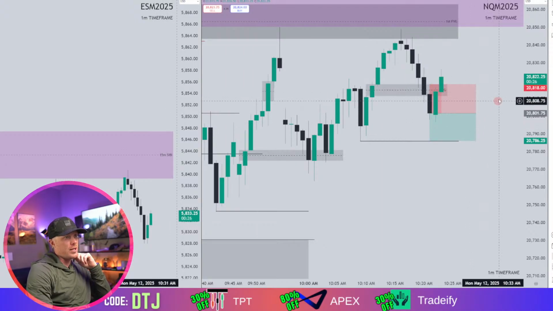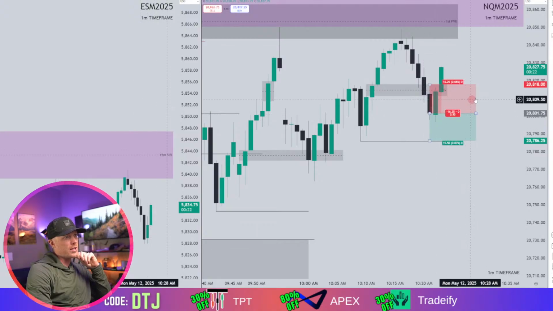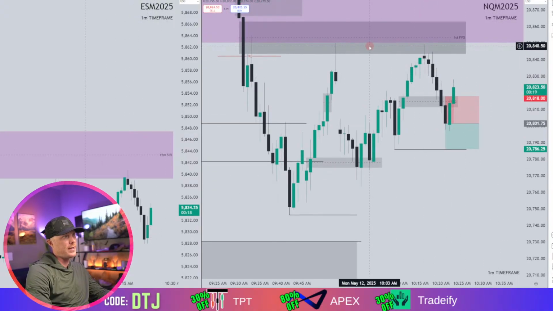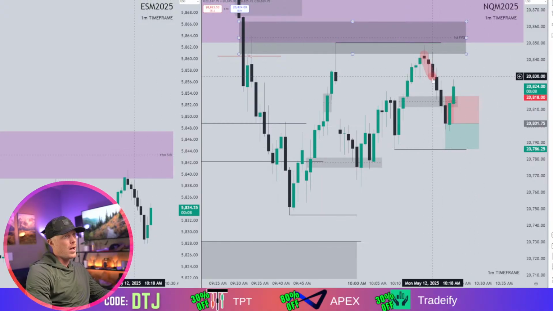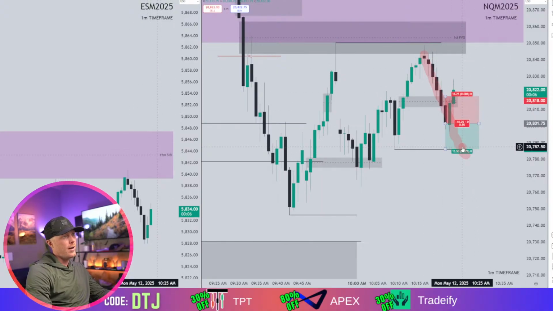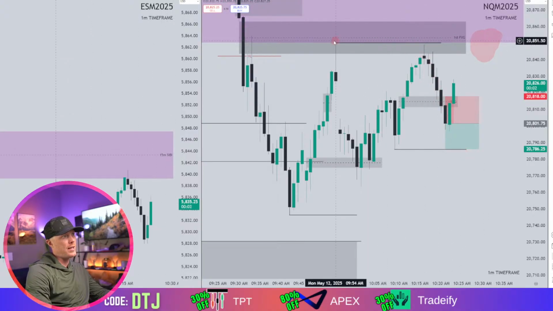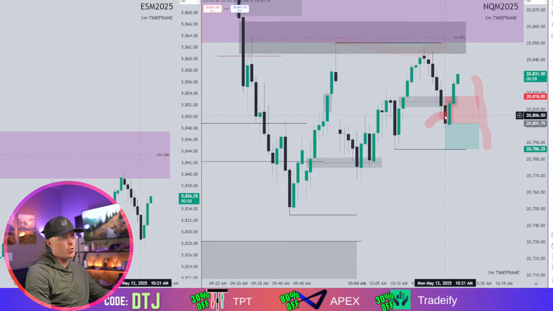Okay, so look at this. Do you see what I said? It didn't close. And the reason why I didn't want to take that trade is because we didn't run the liquidity up here. Right there. We didn't run it. So while it could have worked out, I'm saying, nope, I want it to hit this 15-minute fair value gap and sweep that liquidity before I consider taking a short like this.